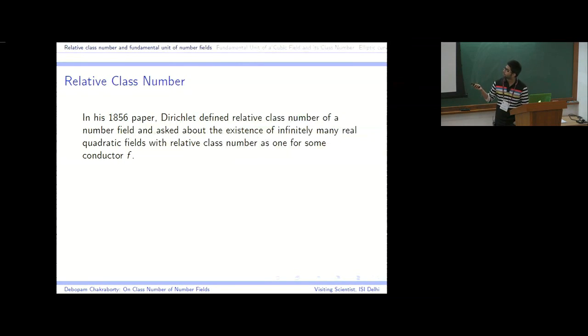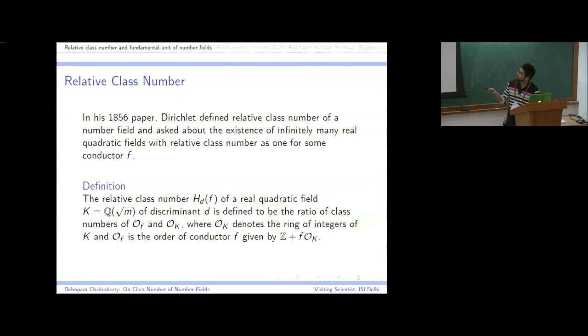I will define what is conductor and all those things now only. So the definition of a relative class number of a real quadratic field is nothing but the quotient of, you take something called an order of conductor f, which is this Z plus fO, you just think about class number of this ring and quotient it by the class number of the ring of integers.